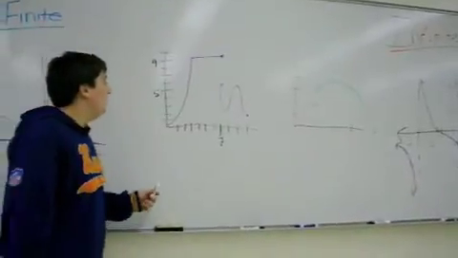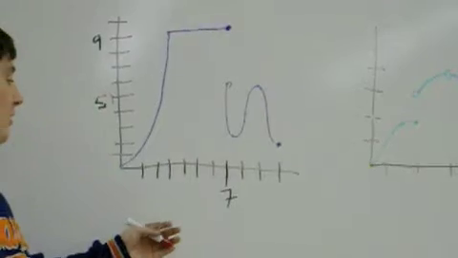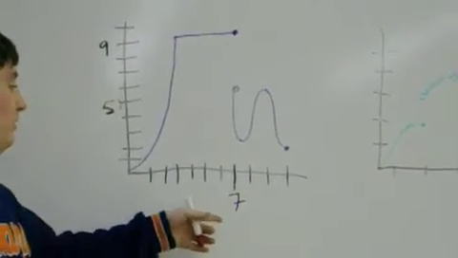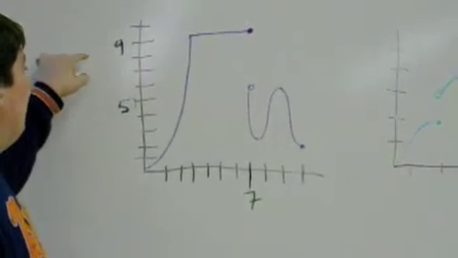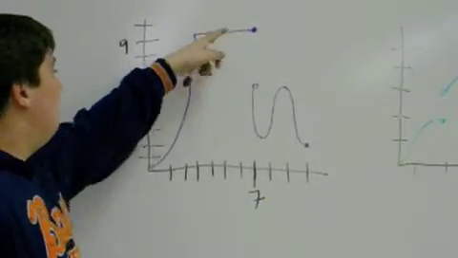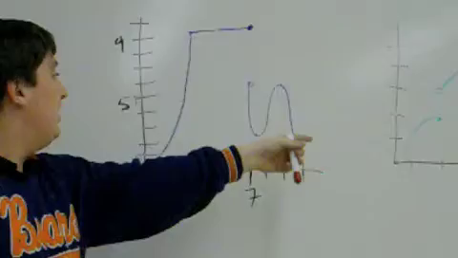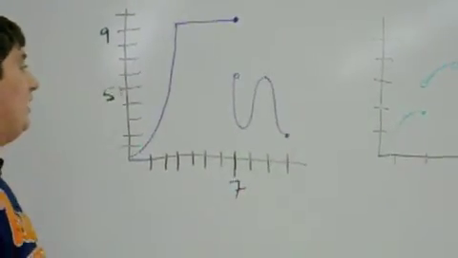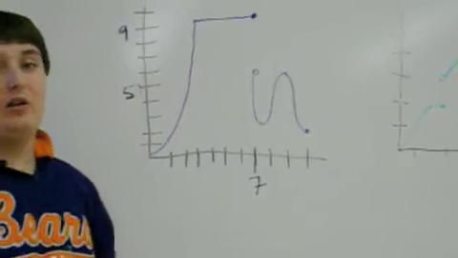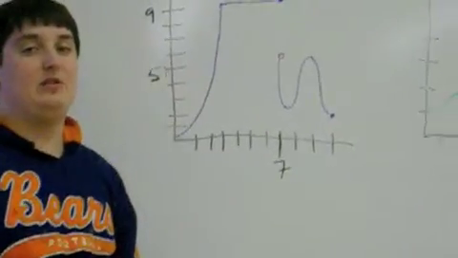In this graph, we're finding the limit at x equals 7. Coming from the left hand, you can see that the y value equals 9, and coming from the right hand, the y value equals 5. So when the right hand limit and left hand limit don't equal each other, the limit does not exist.